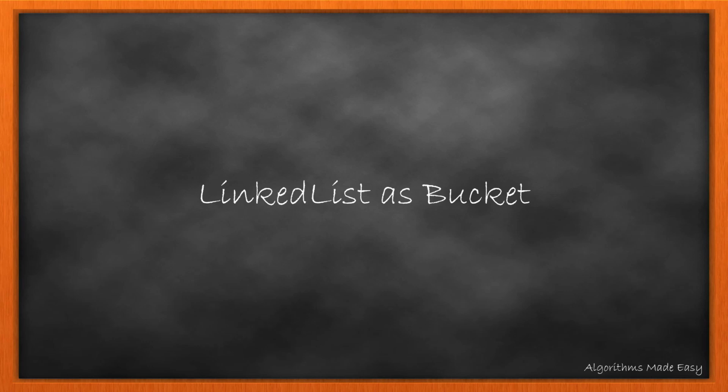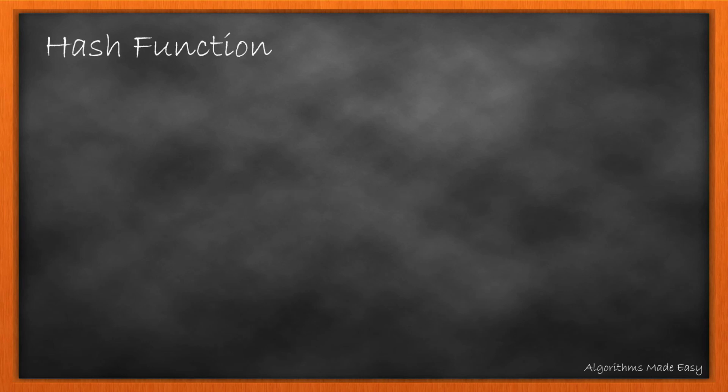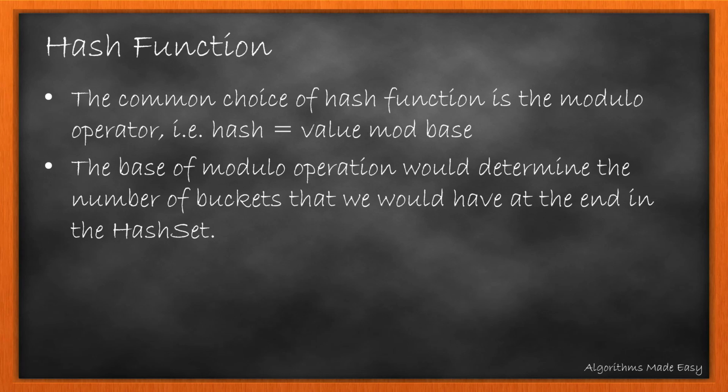Let us discuss an approach where we use a linked list as our bucket. The foremost important question is the hash function. This function will help us in locating the bucket in which we need to put the data. The common choice of hash function is the modulo operator, that is hash equals value mod base. The base of the modulo operation would determine the number of buckets that we would have at the end in the hash set. It is generally advisable to use a prime number as the base of modulo, for example 769, in order to reduce the potential collisions.